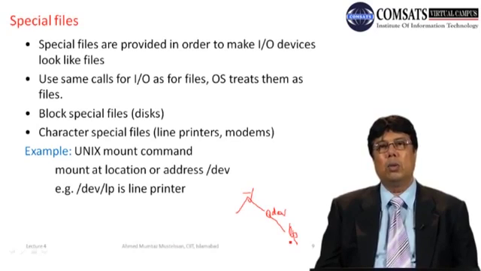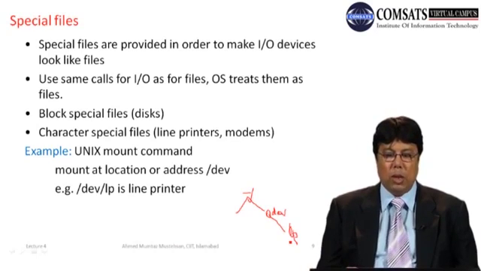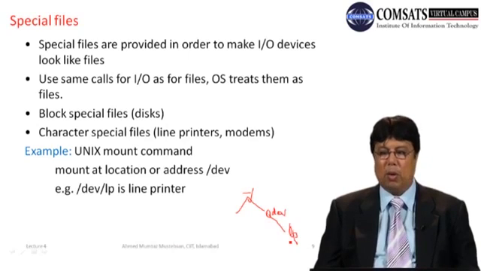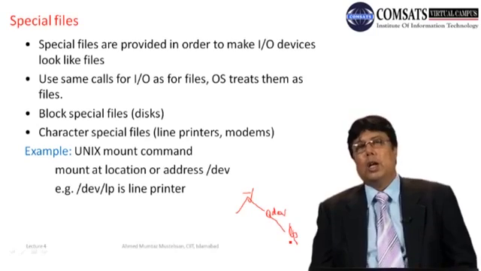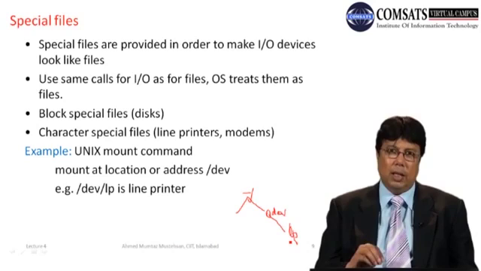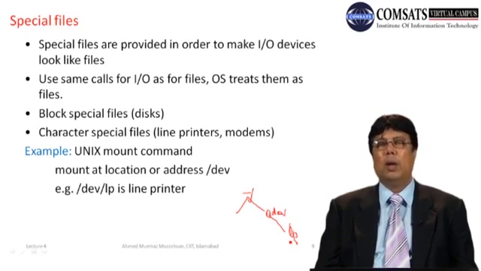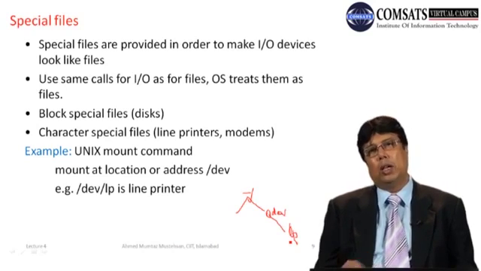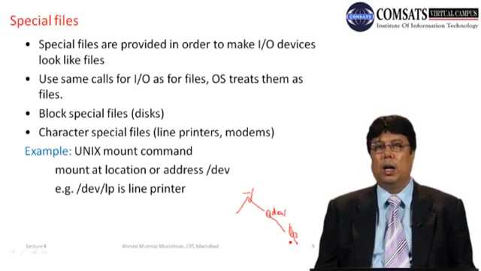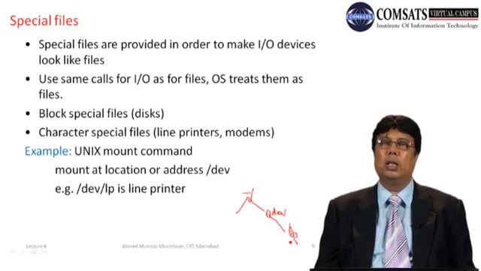So you can write to the printer, because you have mounted the printer onto the file system's device location. Usually, /dev is the location in the Unix file system where you mount all the devices. This is something very astonishing and very useful, and it gives you a good idea of how this abstraction is provided by the operating system.